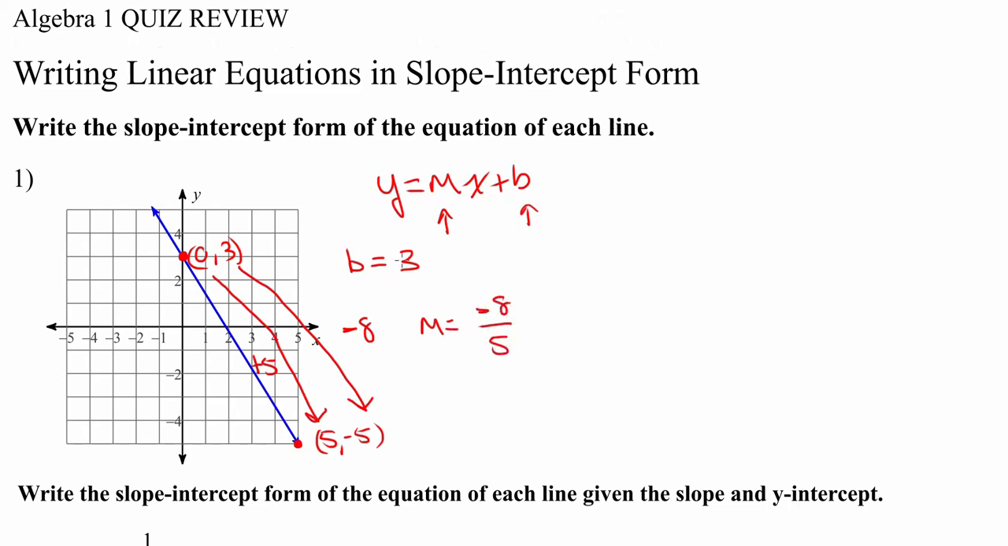And that's my slope. So now we just plug in m, our slope, here, and b, our y-intercept here. So our equation is y equals negative 8/5 x plus 3.